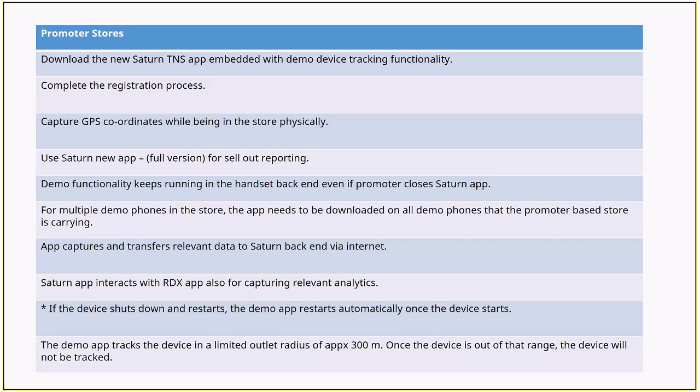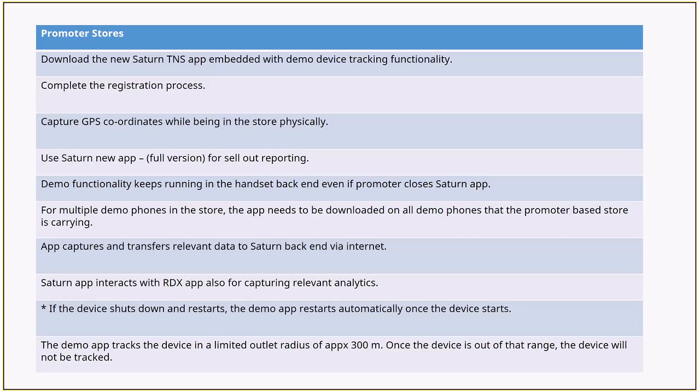What you also need to remember is that the way the demo functionality works, even if your device shuts down or restarts, the demo app takes care of itself. It restarts once the device starts once again. What we are also doing is that the demo app tracks this device only in the approximately 300 meter radius where the GPS capture is done.